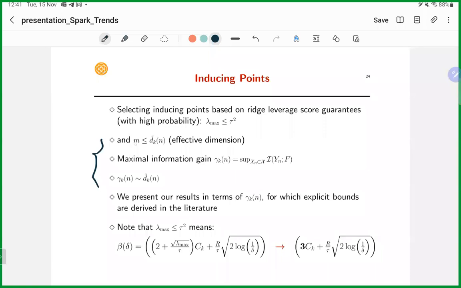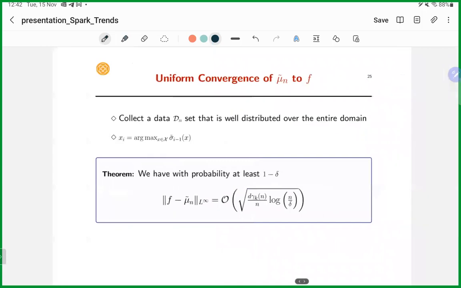And as long as the number of inducing points is as large as the effective dimension, that paper shows that the maximum eigenvalue of the error in the kernel matrix can be upper bounded by tau squared with high probability. So in our confidence interval, we have terms like the square root of lambda max divided by tau, and that just turns to 1. So we're not really losing much because of the approximation.